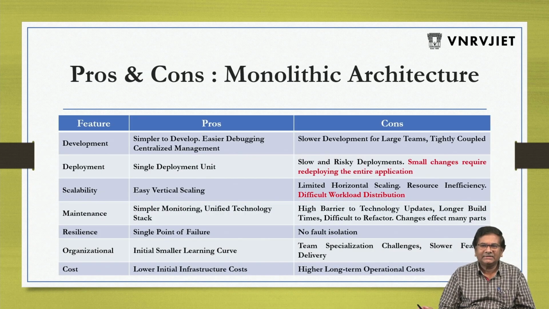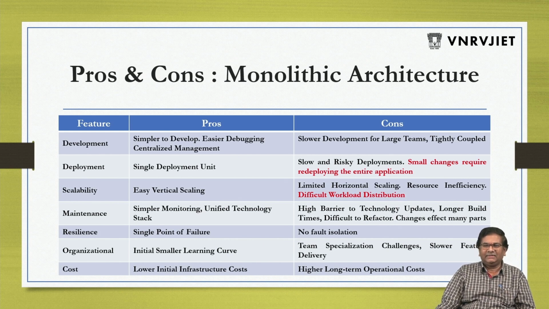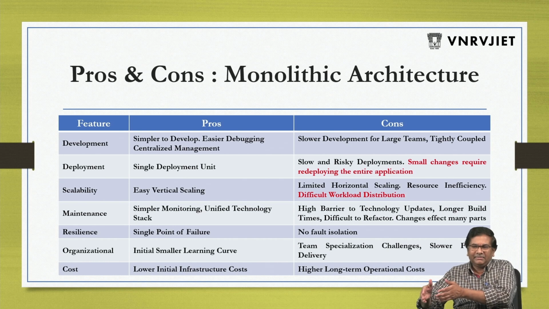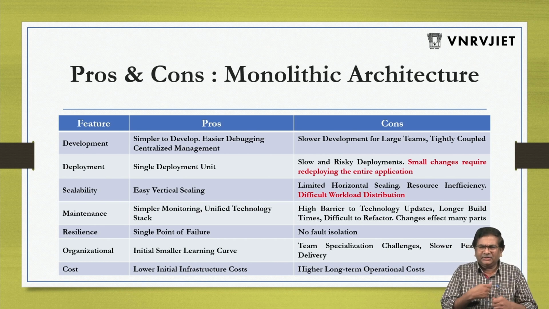Now, pros and cons of monolithic architecture. There are advantages as well, but there are a lot of disadvantages as well. So what are those? Let's talk about development. Simple to develop, easier debugging, centralized management. I think that makes sense, right? All the layers: the front end layer, the business layer, and the back end layer. All three things are together, so it's easier to debug.